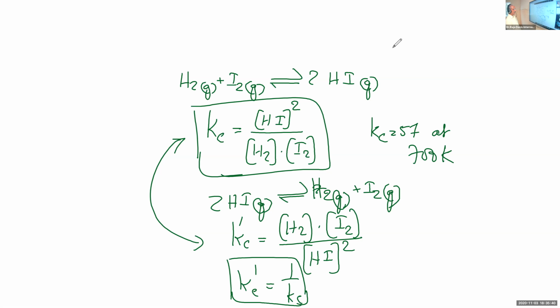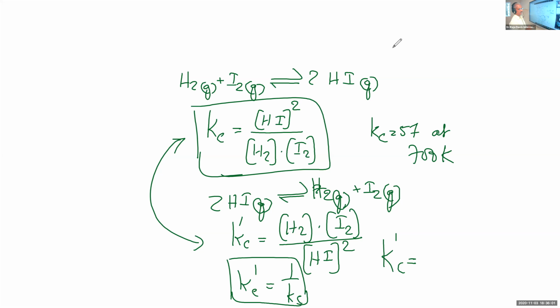So K dash is equal to 1 by Kc, or Kc is equal to 1 by K dash C, or K dash C is equal to 1 by Kc. So in this case, what will be K dash C?